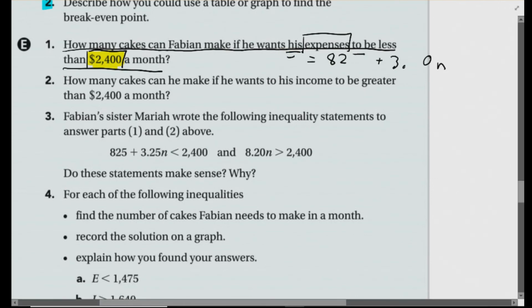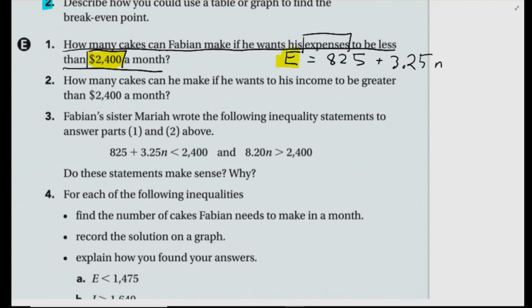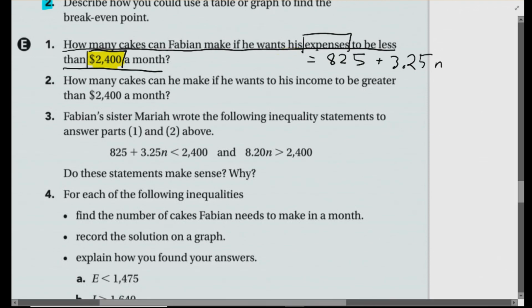Okay, let's redraw this. I believe this is 825. So in this case, we are actually going to replace the expenses with 2,400. 2,400 is equal to 825 plus 3.25n. And basically, this is how you're going to solve it. You're going to use inverse operations in order to solve for n is equal to something. And if you need more help with this, please take a look at the other video that I have uploaded.